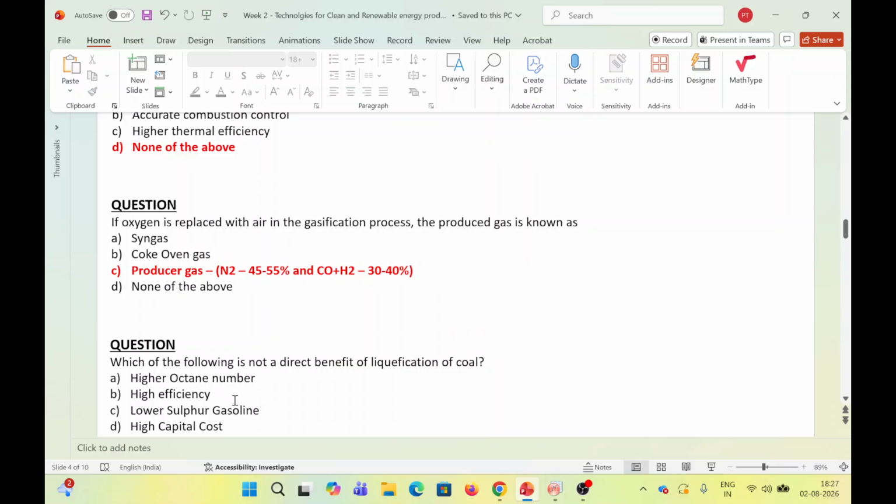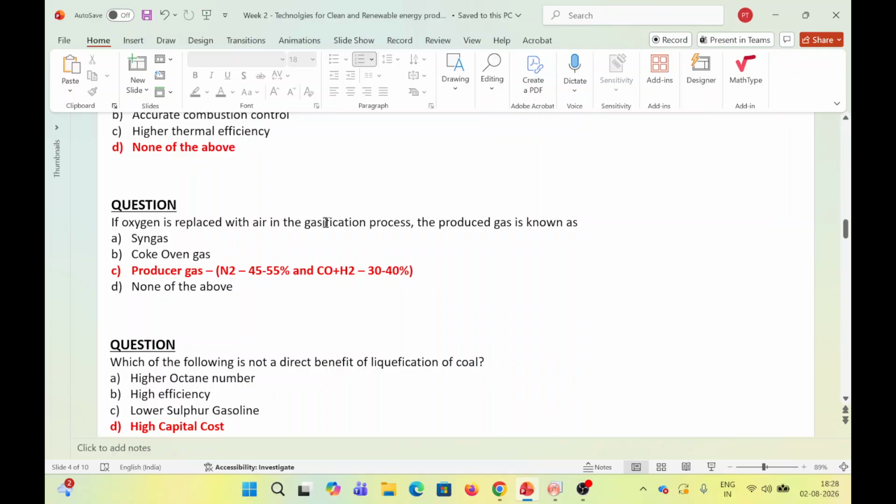What could be the answer? It is high capital cost, right? Because higher octane number, high efficiency, low sulfur gasoline are all nothing but the benefits of direct liquefaction of coal. So the only thing that is not a benefit is high capital cost.